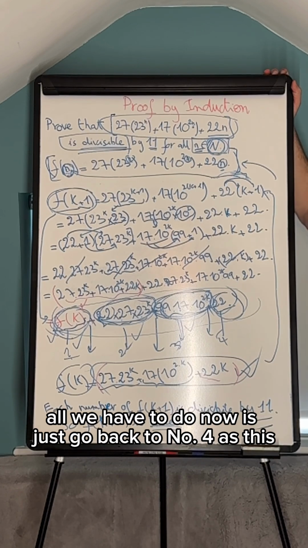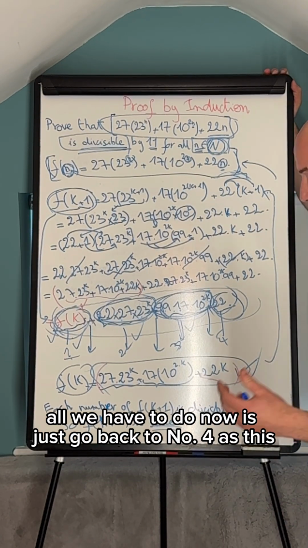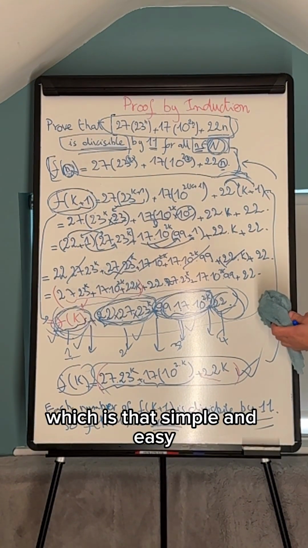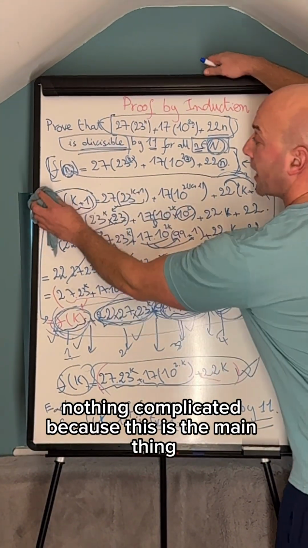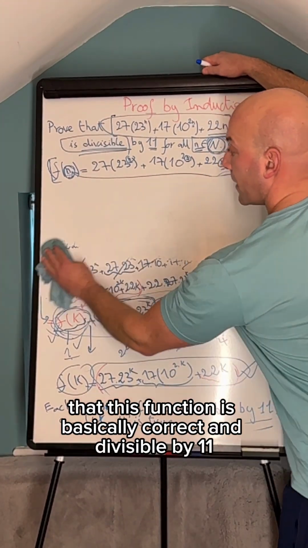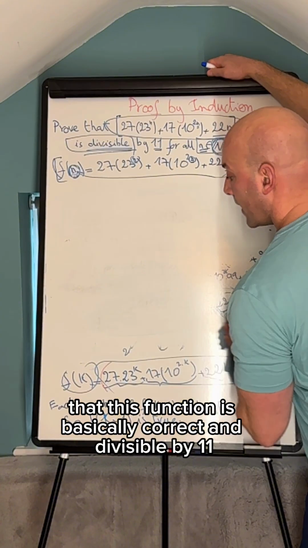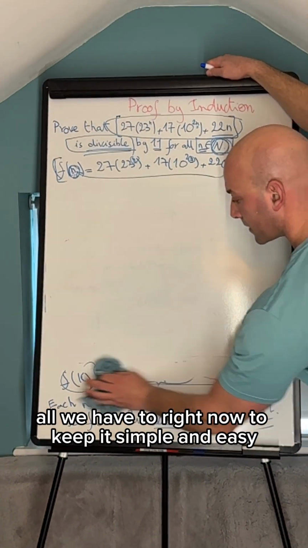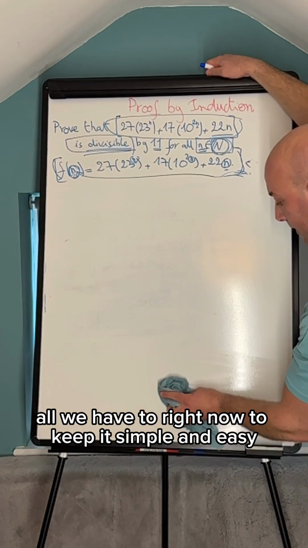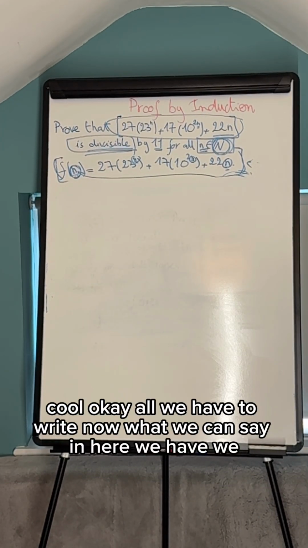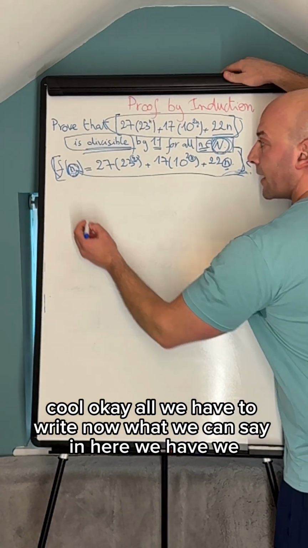All we have to do now is go back to number 4 and write the whole answer as simply as this. I'm going to show you how to write it, which is simple and easy, nothing complicated, because this is the main thing we have to prove, that this function is basically correct and divisible by 11. All we have to write now, to keep it simple and easy, is the following.